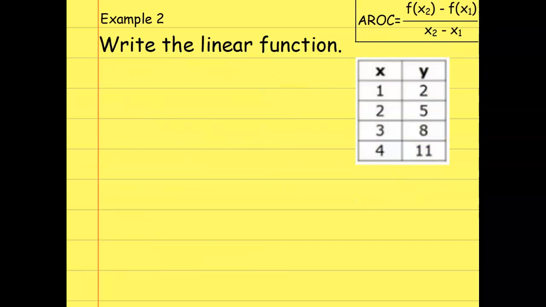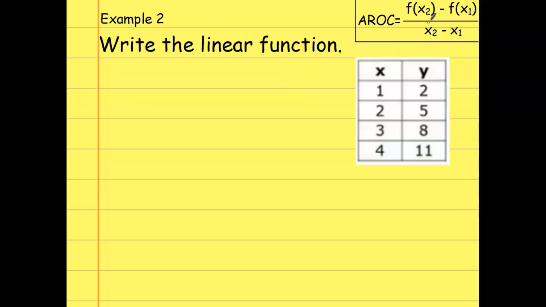Example 2, write the linear function. So here we have a table. And the first thing that we need to do is calculate the slope using this formula in the top corner. Now, in order to use this formula, we need two ordered pairs.